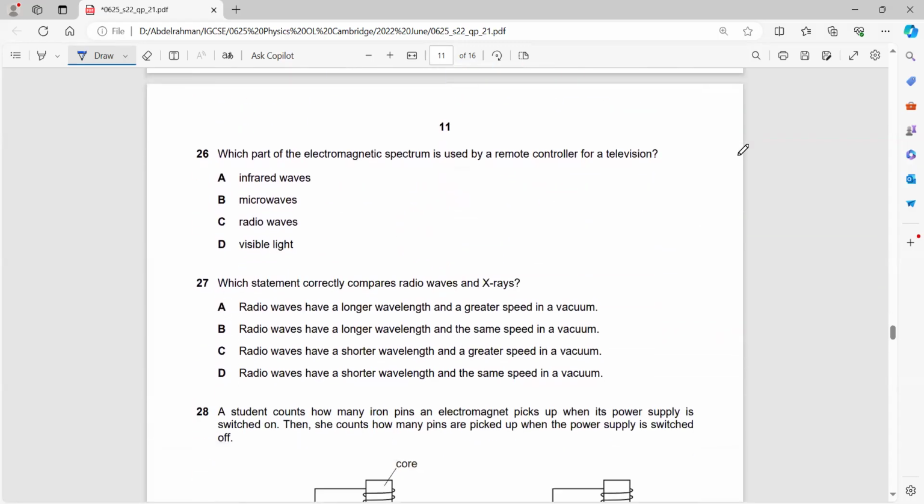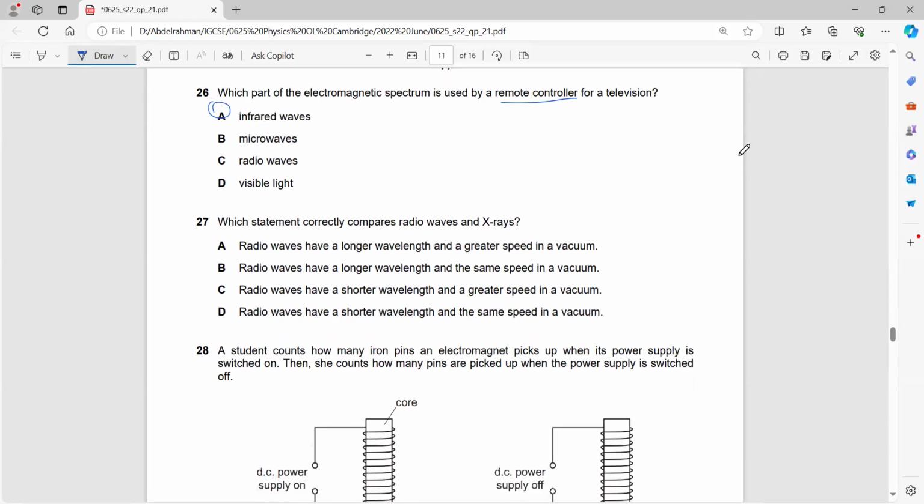Question 26. Electromagnetic spectrum in the remote controller. Radio waves? No, microwaves? No, infrared. Definitely infrared. Microwaves are for a microwave oven, a satellite or your mobile phone. Bluetooth uses radio waves. Okay, I have to go over this.